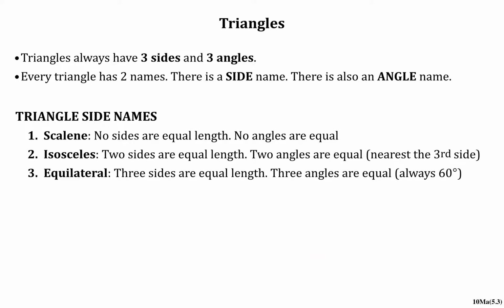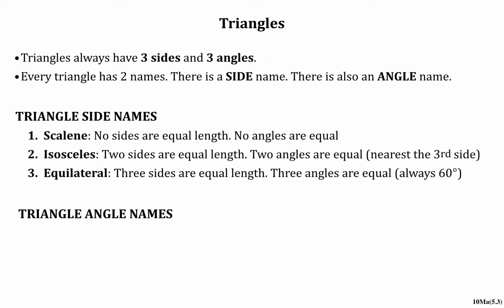We have an equilateral triangle. In an equilateral triangle, all angles are the same and all sides are the same. So I've got 3 side lengths marked on there, and all angles are always 60 in an equilateral because the 3 angles have to add up to 180 in a triangle, and 60 plus 60 plus 60 adds up to 180 degrees.